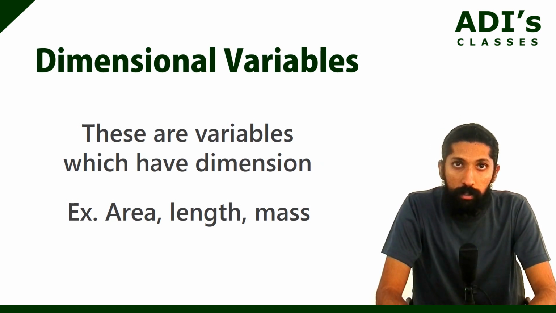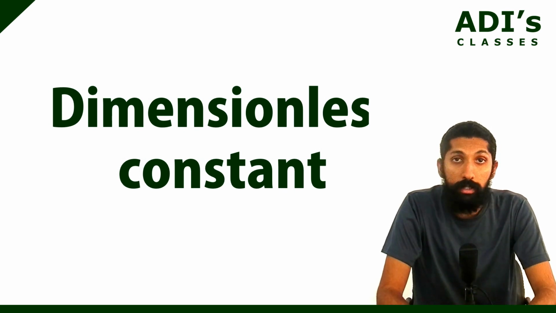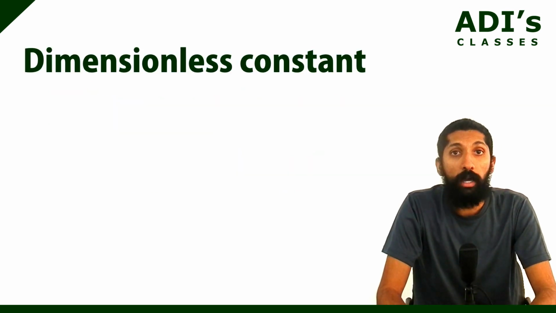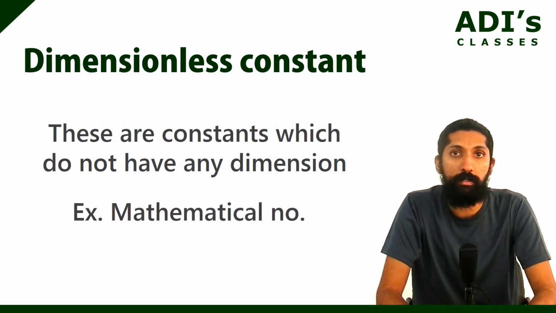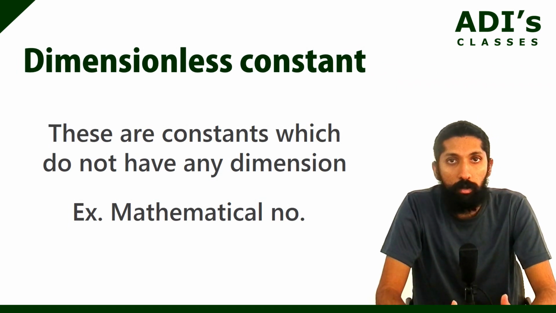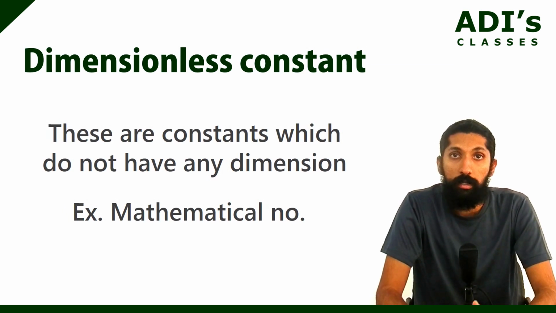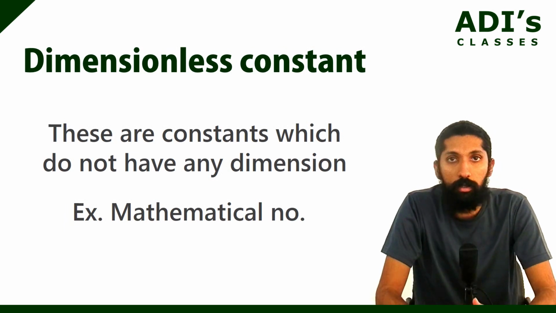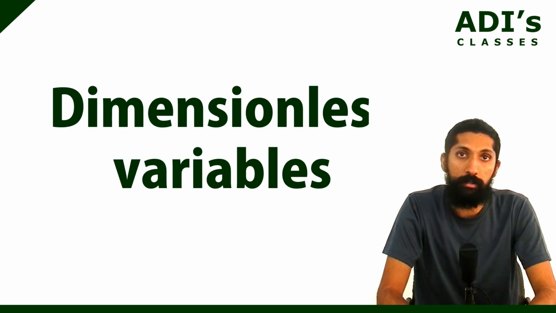The next one is dimensionless constants. Now these are constants which don't have any dimensions. Okay, the best examples are mathematical numbers: 3, 4, 5, 6, whatever. See, these are constants. These are all mathematical constants, but they don't have any dimensions whatsoever. Correct? So, dimensionless constants. Now, the last, 4th category, is dimensionless variables.